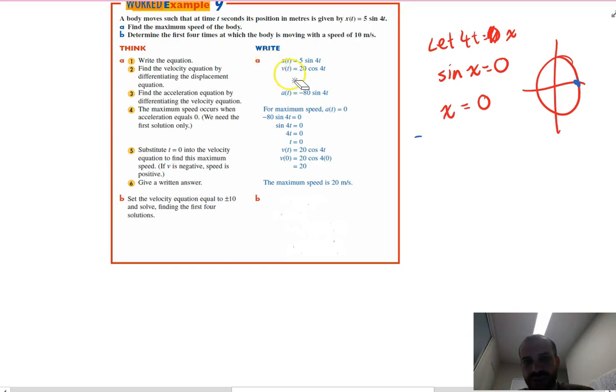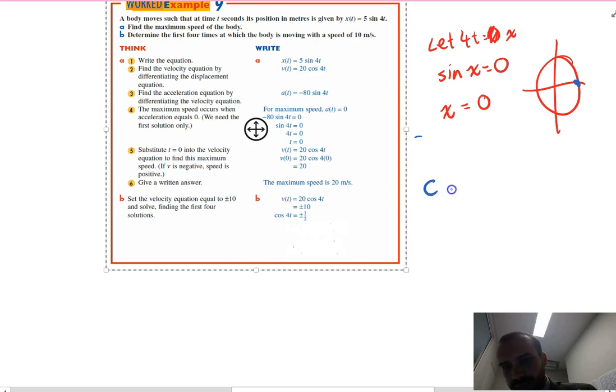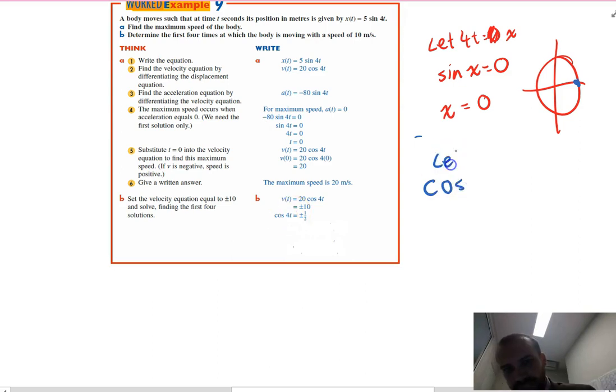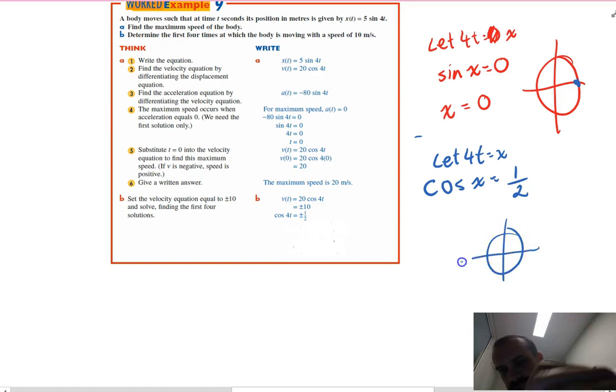So where are we? V of t equals 20 cos 4t. Let the velocity equal positive or negative 10. Now if you do that, that means that cos 4t equals positive or negative 1/2. And you should be able to figure out this equation. So if I let 4t equal x, we can say that cos x equals 1/2. You should know from your standard triangles or just from your table.